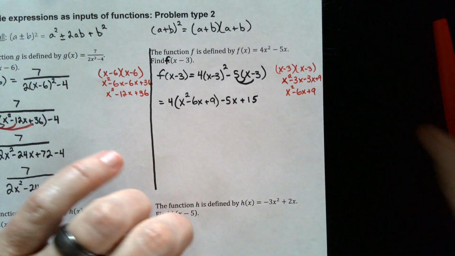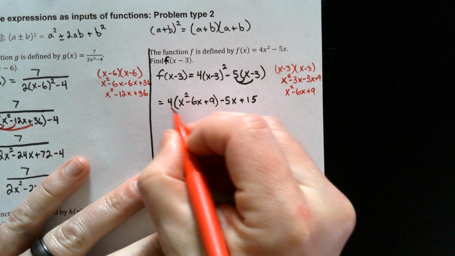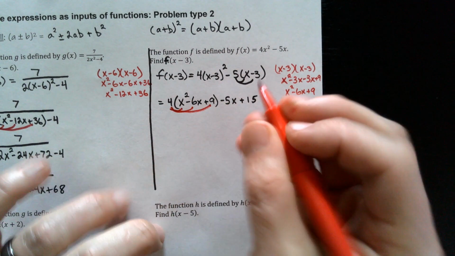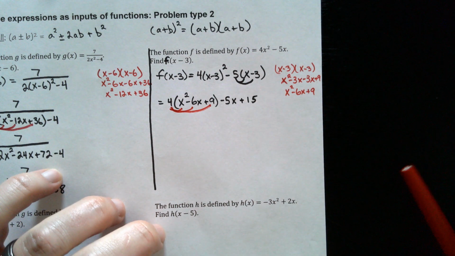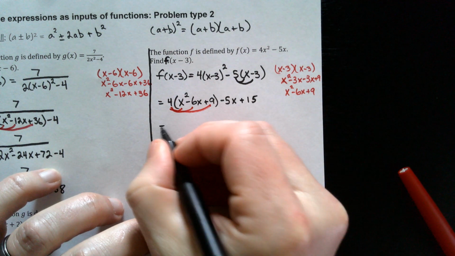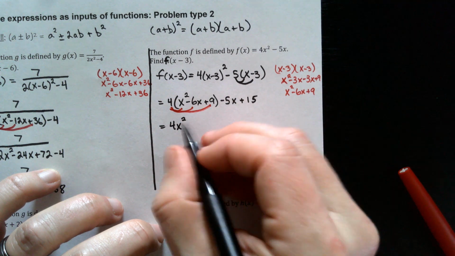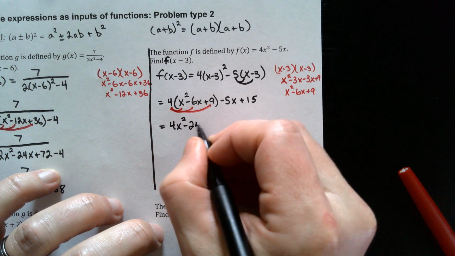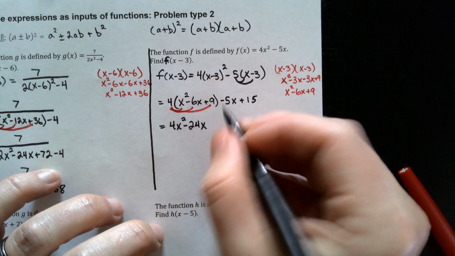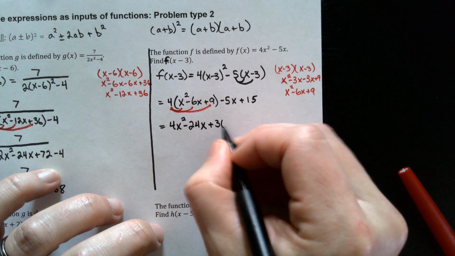Okay, I'm going to do one more distribution. This 4 needs to be distributed to all three of those terms on the inside of the parentheses, by multiplication. So 4 times x squared is 4x squared. 4 times negative 6x is negative 24x. 4 times 9 is positive 36.